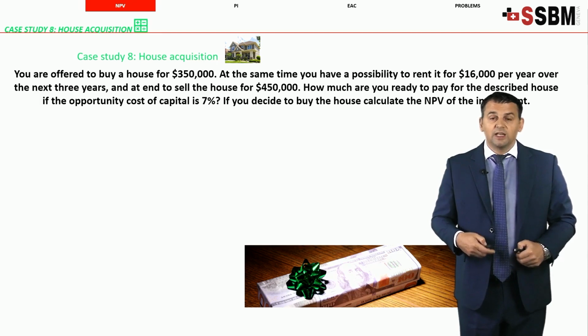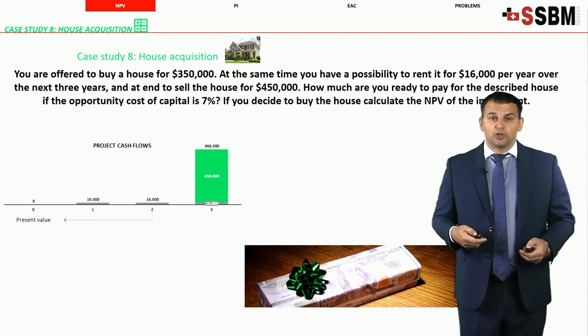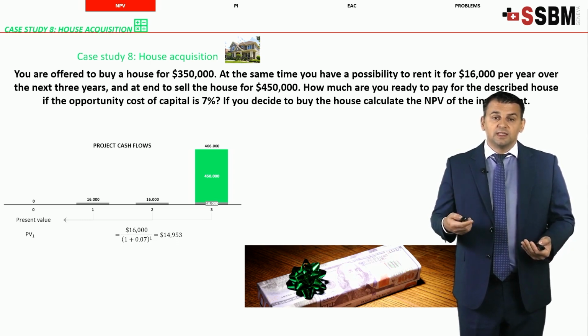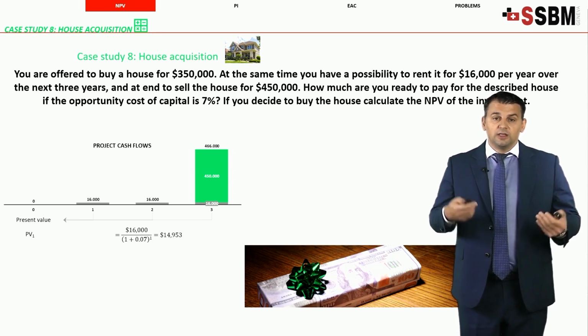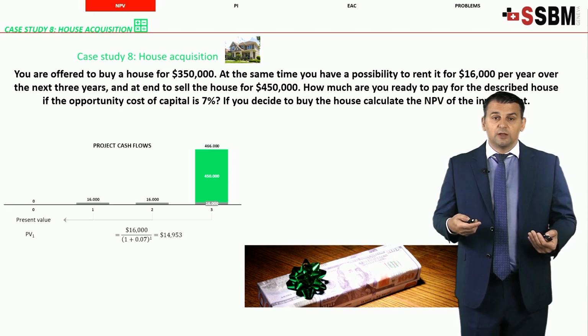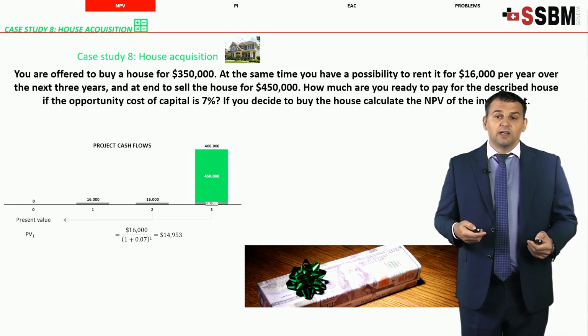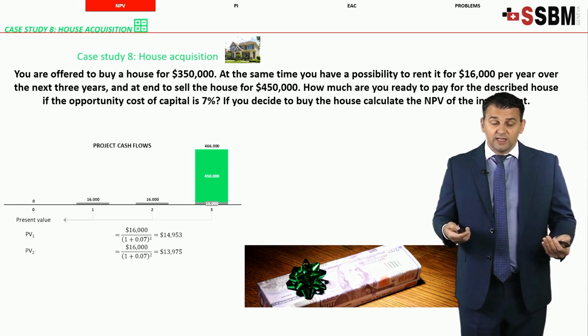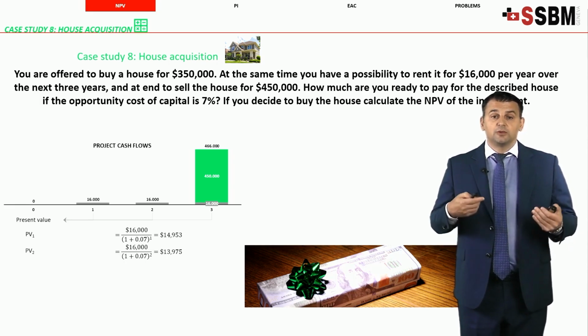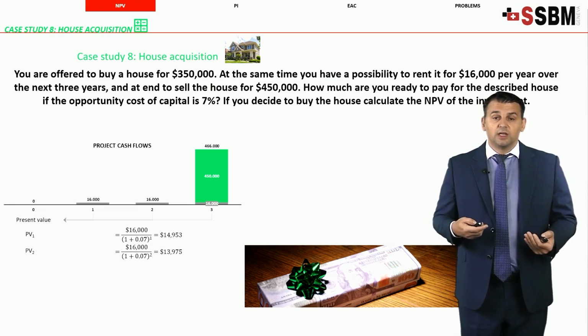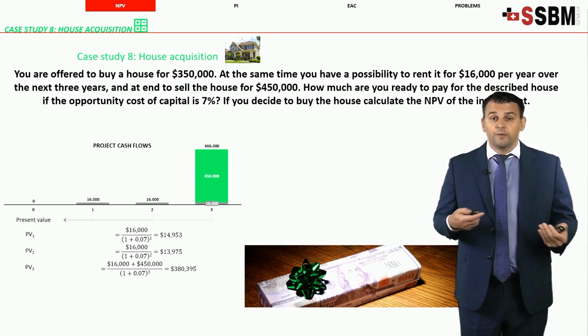So how to do it? Let me explain. Here you have your cash flows, cash outflow, cash inflow. For the present value, in the first year you have the $16,000 from the renting of the house that you discount by 1 plus 7%, your discount rate, to the power 1, and you will have $14,953. Then for the second year, 1 plus 7% to the power 2, and you see that you have a lower amount brought to today, $13,975. And then in year 3, it will not be only the cash flow from the rent, $16,000, but also the cash flow from the selling of the house, $450,000.